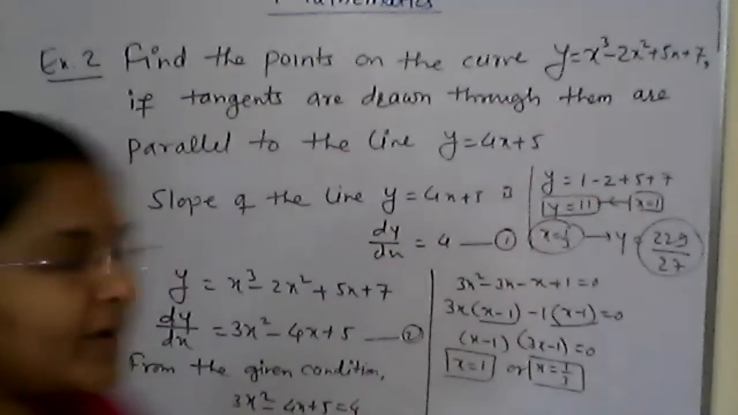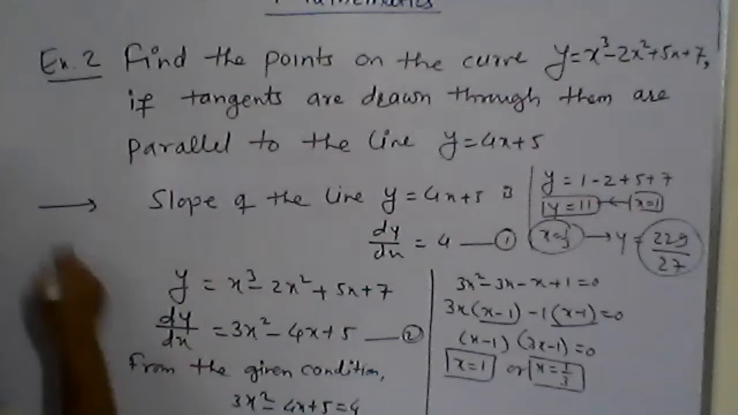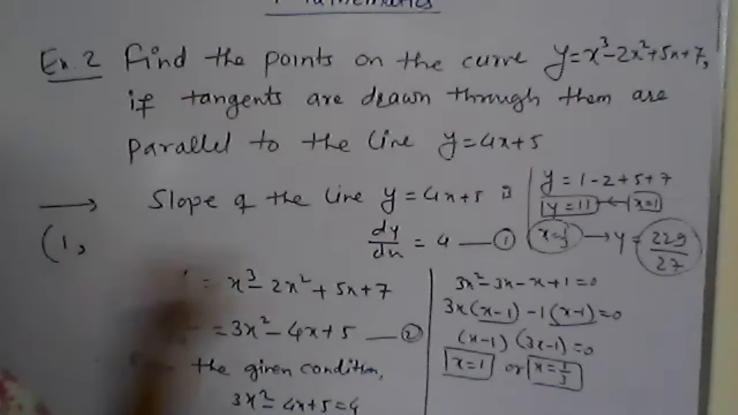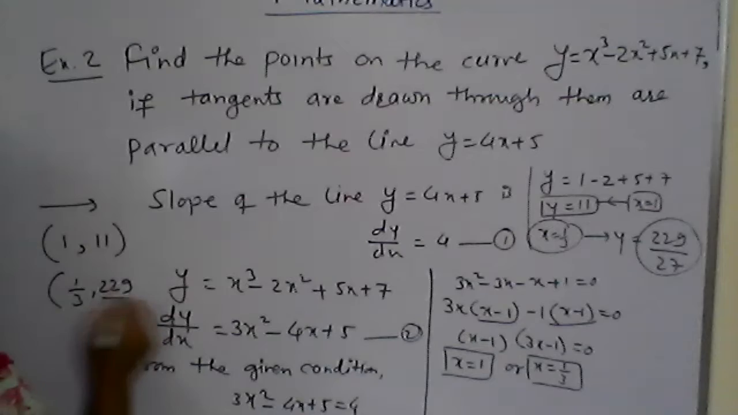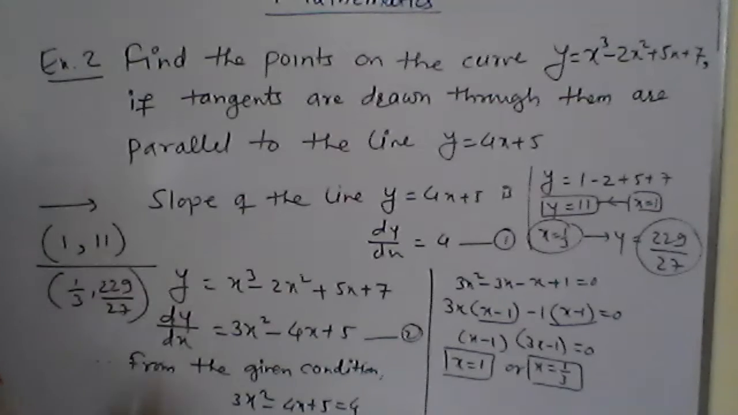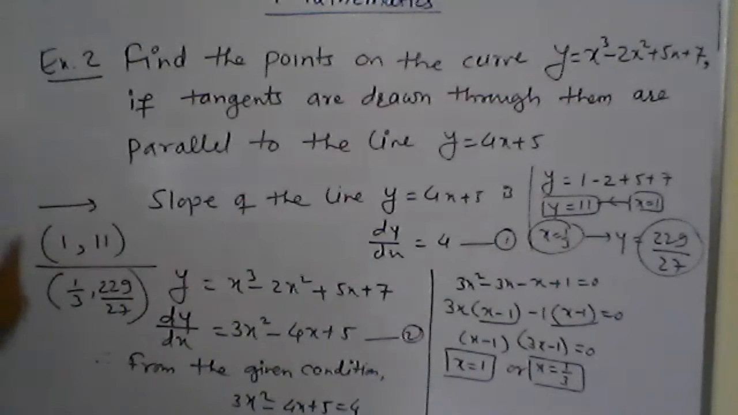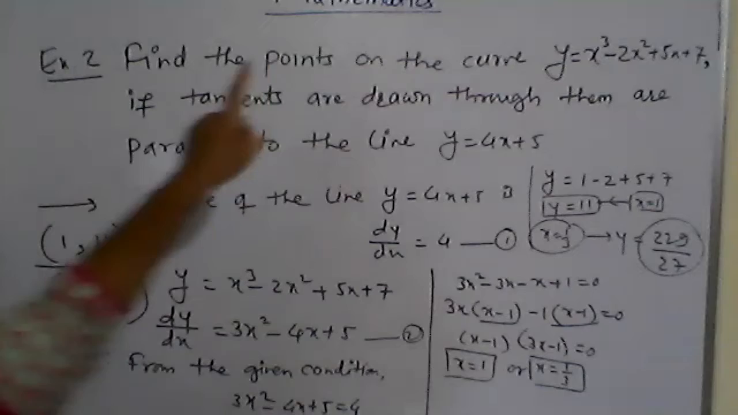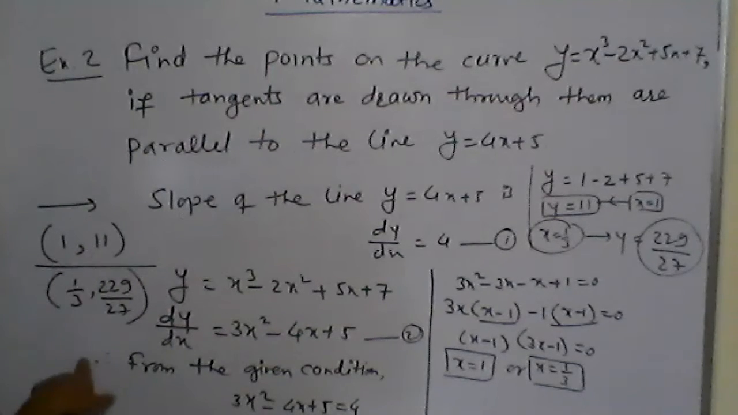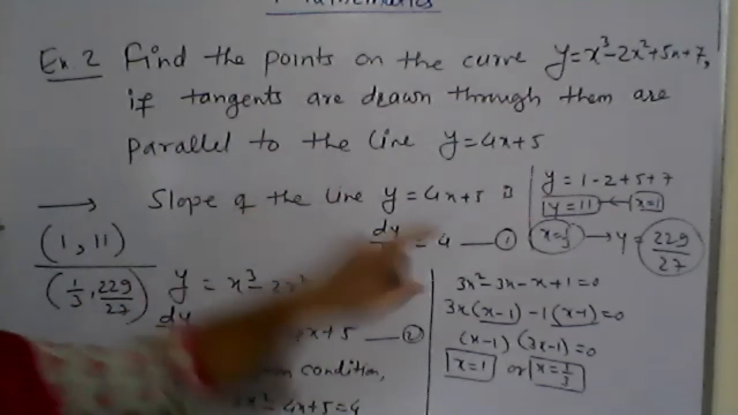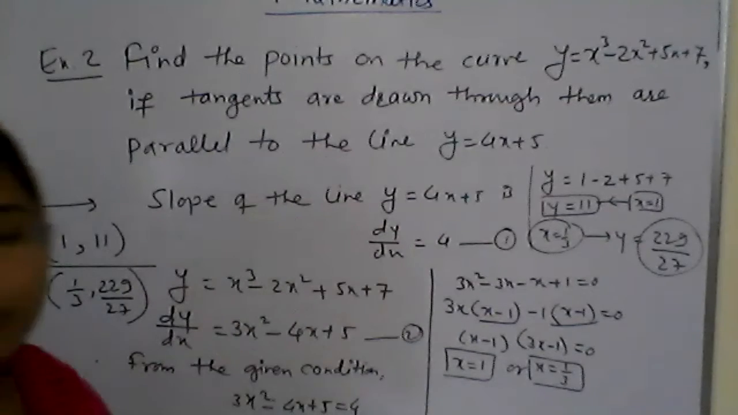So what are the points then? If x equals to 1, we have y equals 11. If x equals 1 by 3, we have y equal to 229/27. So we found the points on the curve. If the tangent is drawn through these points, then the tangent will be parallel to the line y equals to 4x plus 5.